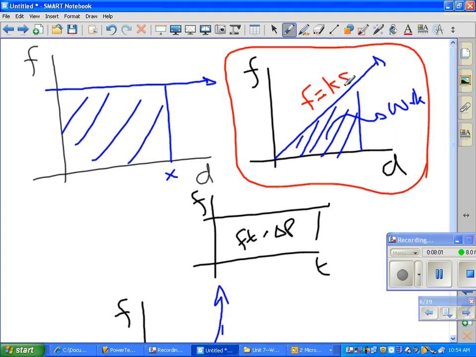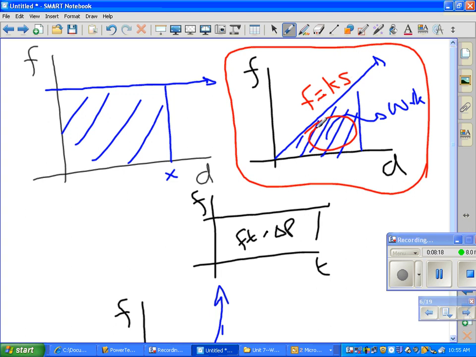If I want to figure out the work done on a spring, think about this. If I stretch a spring, I've done work. Work is a transfer of energy. Where does that energy go? To the spring. That spring is storing energy. And if I want to figure out how much energy it stores, I calculate the area under this curve.